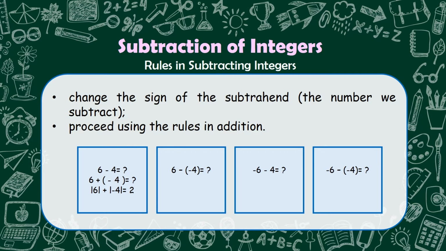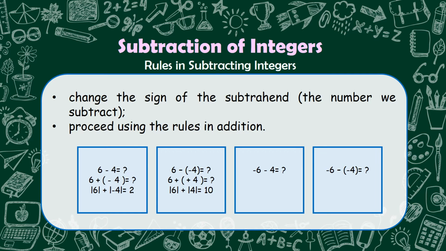Then, we have the second one, 6 minus negative 4. Let us first change our signs. So negative 4 will now be positive 4. Then the minus sign will be plus sign. So we will have 6 plus positive 4. We have the final answer, positive 10.